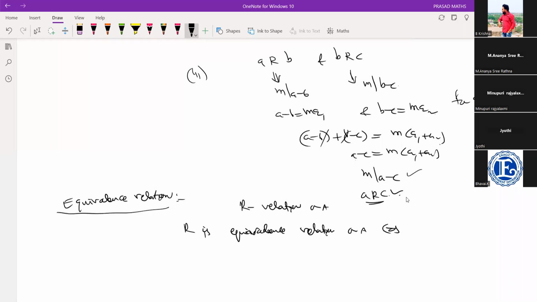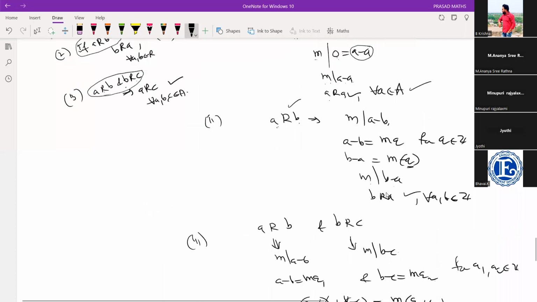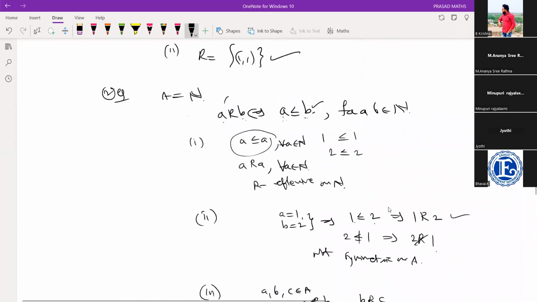Sir, will you please give me the total definition of symmetric, transitive and reflexive? Sir, I think we understood this concept, but we need the total definition, sir. Written already. Go back to your slides. Yeah, of course.